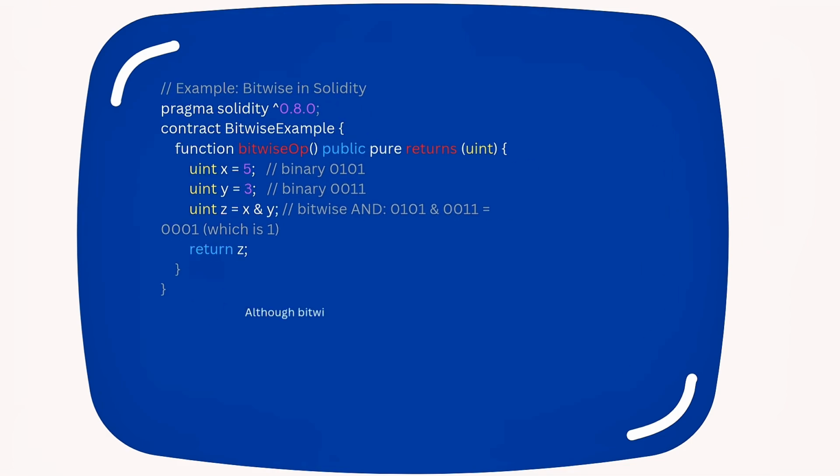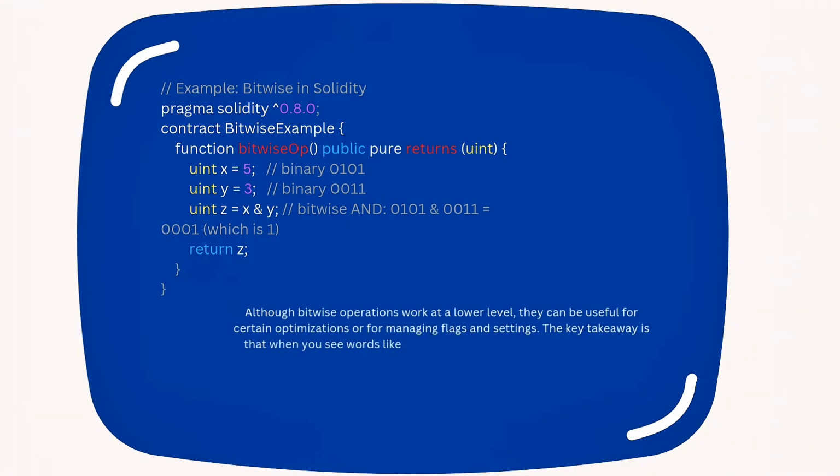Although bitwise operations work at a lower level, they can be useful for certain optimizations or for managing flags and settings. The key takeaway is that when you see symbols like & or | used in a bitwise context, you will recognize them as bitwise operators.